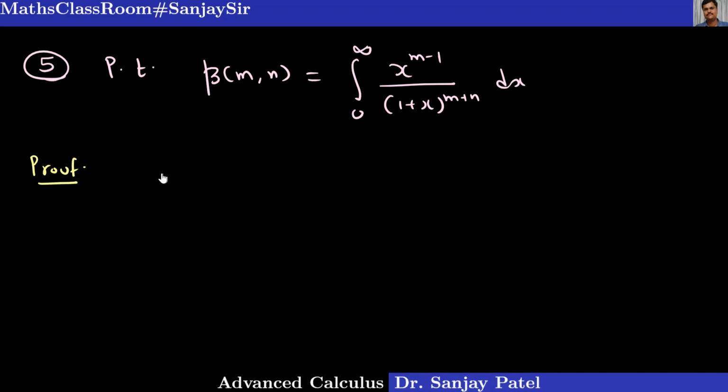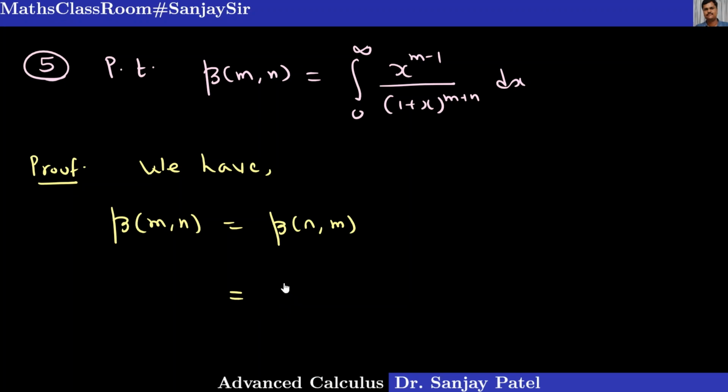So I start in this way. We have beta of m comma n same as beta of n comma m by result number 1. It is symmetric. And beta of n comma m, by definition, I can write this as integral 0 to 1 x raised to n minus 1 into 1 minus x raised to m minus 1 dx.